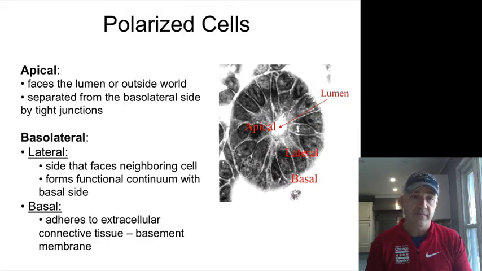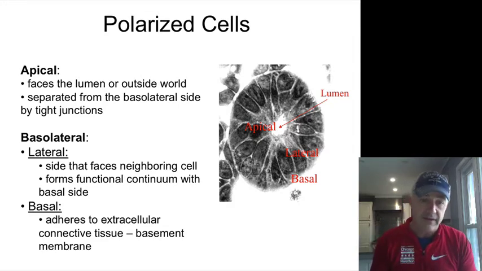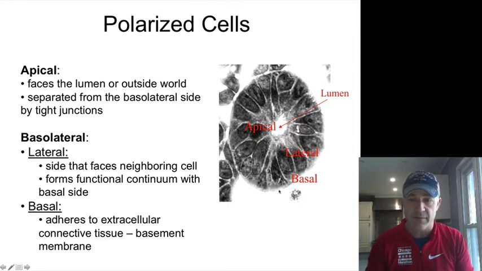So again, apical is that lumen side. So in the case here, this would be the apical side that's facing the lumen, not necessarily the outside. If you're talking about the skin, this would be the apical surface. Basal surface is going to be that underneath, closer to the basement membrane.